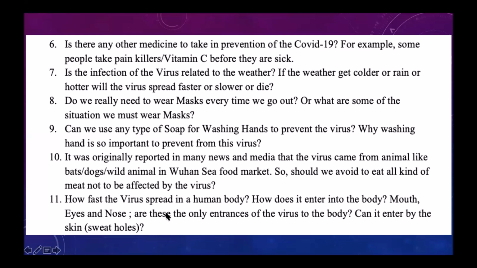How fast can the virus spread? We again talked about this, incubation, 4 to 14 days. And then remember, about 25% are going to be asymptomatic, no symptoms. Those are the dangerous guys. So wear the mask, keep your distance.